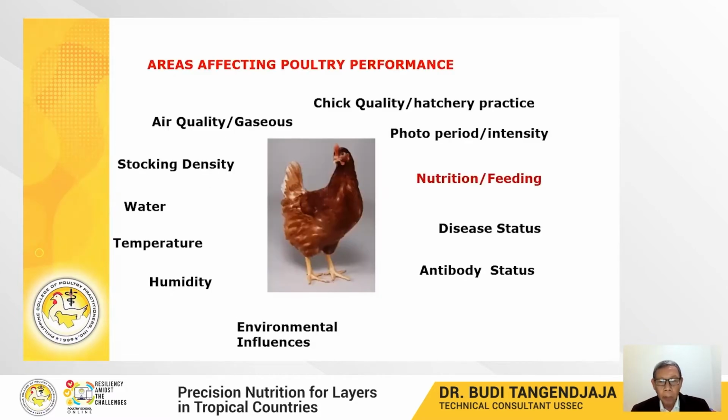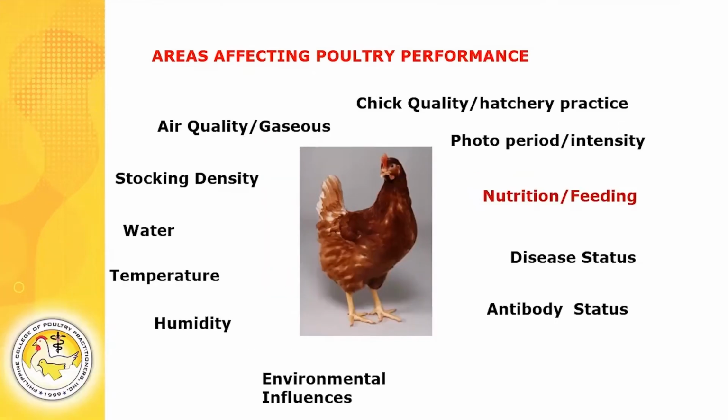The genetics of the layers is improving every year because the genetic companies keep selecting the birds to be much better in egg production. However, there are several areas that affect the poultry performance, especially in the tropics. The first one will be on the chick quality.